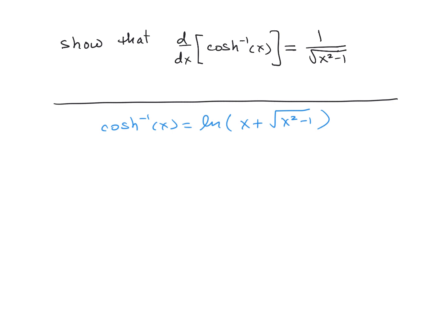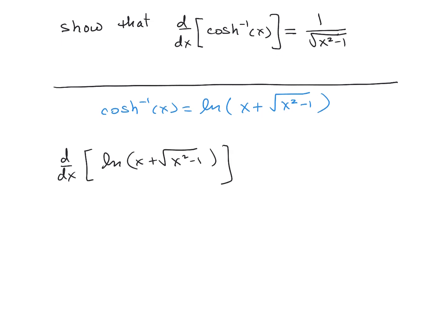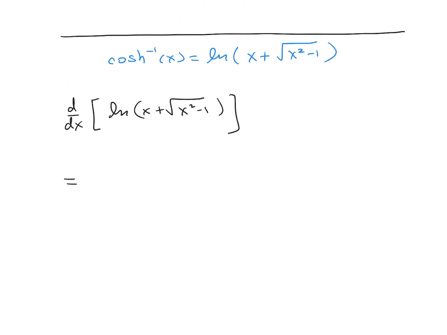So we're going to take the derivative of that formula on the right-hand side. We're going to take d dx of the natural log of x plus the square root of x squared minus 1. And when we take the derivative, we have to be very careful to make sure we obey the rules of calculus. So this is going to be a chain rule problem. We know that the derivative of the natural log is always 1 over whatever the argument is, which is x plus the square root of x squared minus 1.